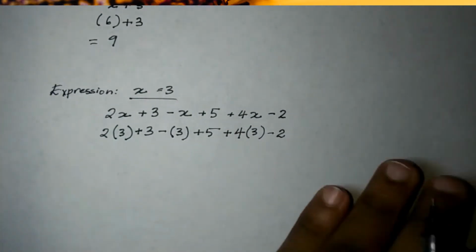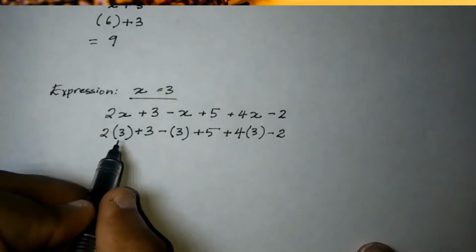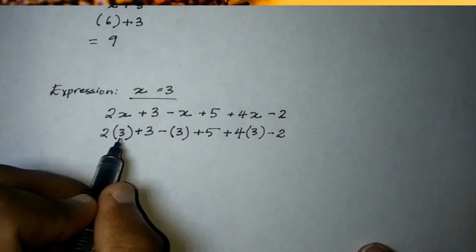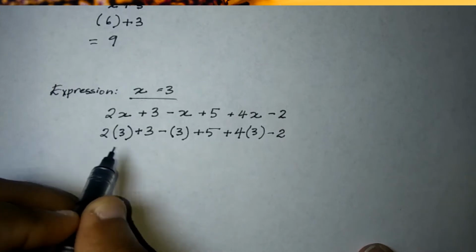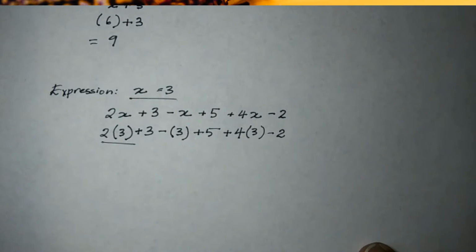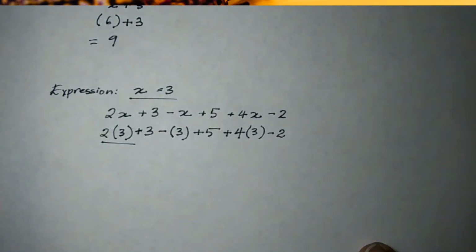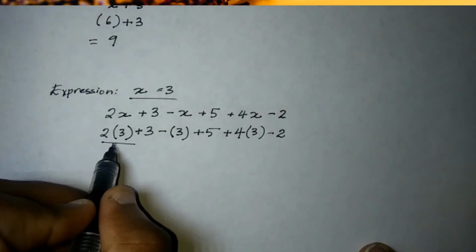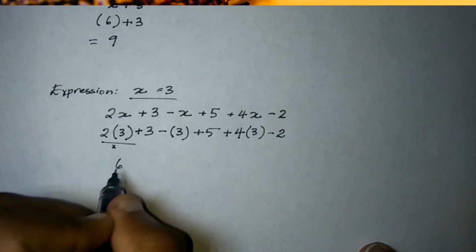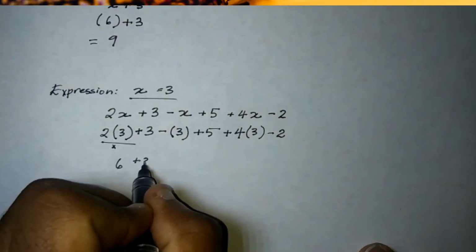Great. Can we simplify this? Well, we know that with the distributive law, what's on the inside of the brackets, we multiply it by what's on the outside of the brackets. So in this part, what's inside the brackets? It's 3. What's on the outside of the brackets? 2. So 2 times 3 will give us 6. And I'm following my expression. What comes next? Plus 3.